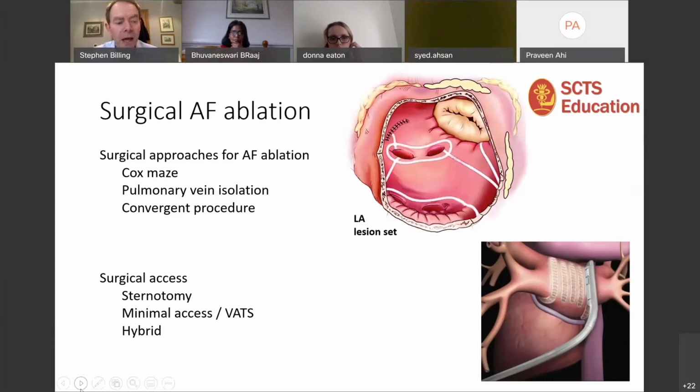Surgical access for a concomitant procedure may often be through a sternotomy. It is possible, and I know Donna's going to talk about this later, to do some or all of this lesion set by minimal access with VATS, or as I've already mentioned, doing the convergent through a mini access approach, and the hybrid approach is also feasible. Next slide, please.